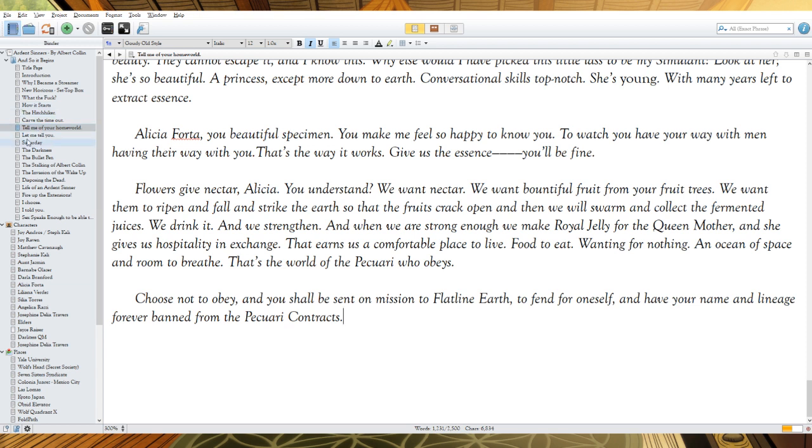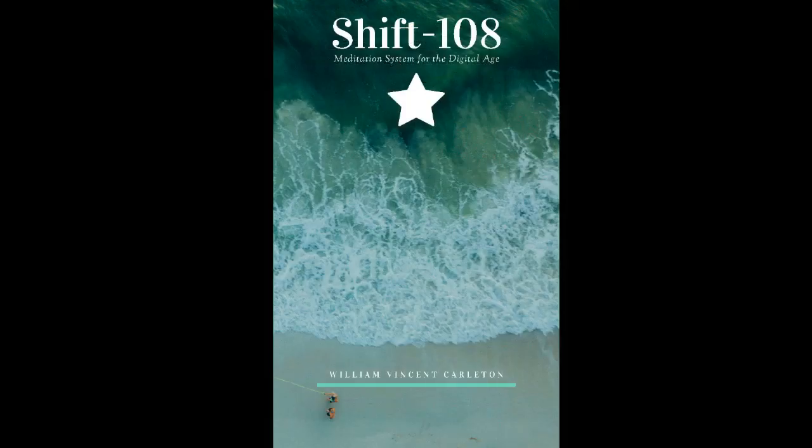We have now remaining 12 chapters, which means in less than 2 weeks, we will be ready for publishing this book for real after its second pass, which is very exciting. So 2 books to be expected in the month of February, both this and, of course, do not forget about Shift 108, the meditation system for the digital age.